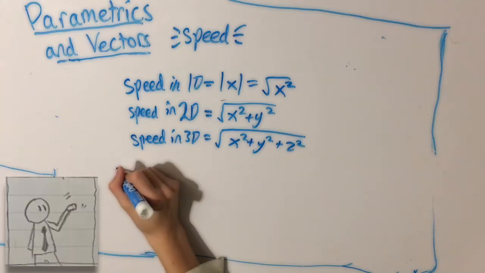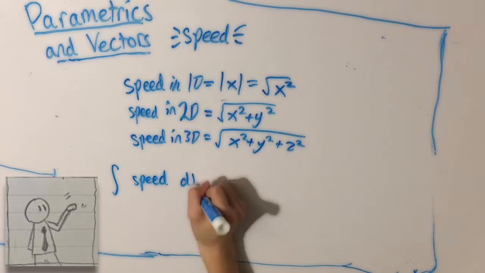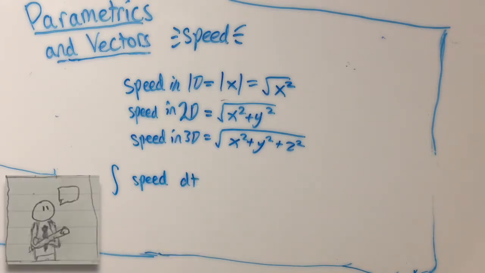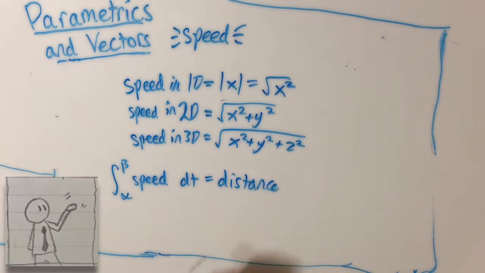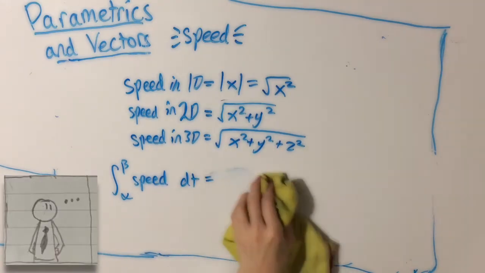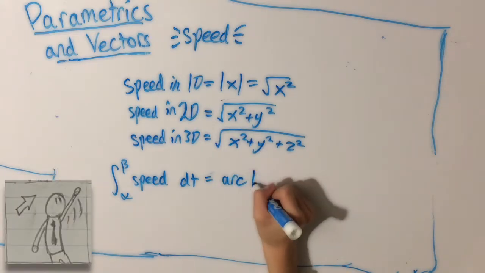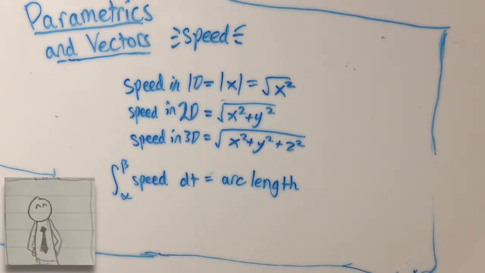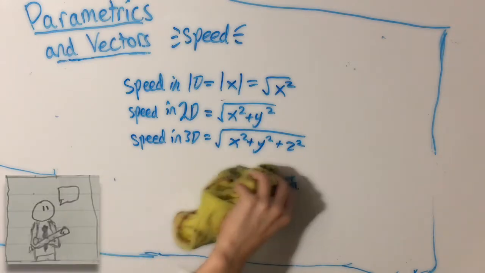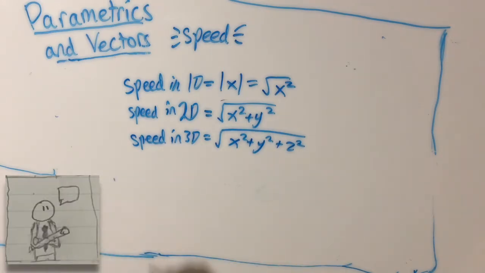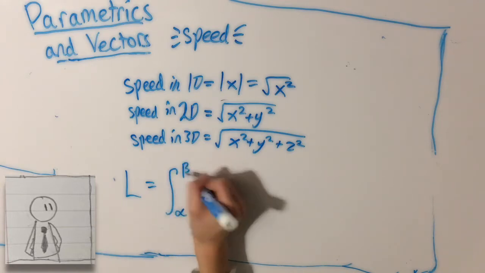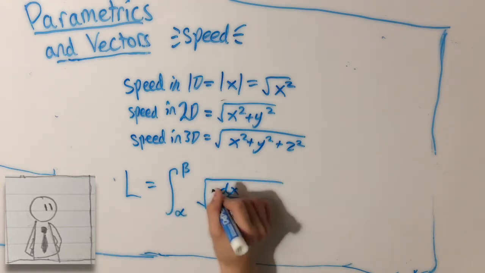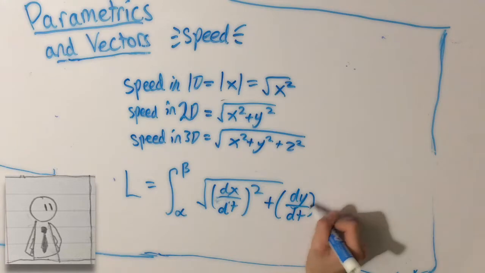But wait! What happens if you take the integral of speed over time, from let's say some time alpha to some other time beta? Everyone knows the integral of speed is distance, and the distance traveled following the curve. Oh my god, it's the arc length! Again, strokes of genius. So we can state that the arc length of a given vector equation is L equals the integral from alpha to beta of the square root of (dx/dt) squared plus (dy/dt) squared dt.